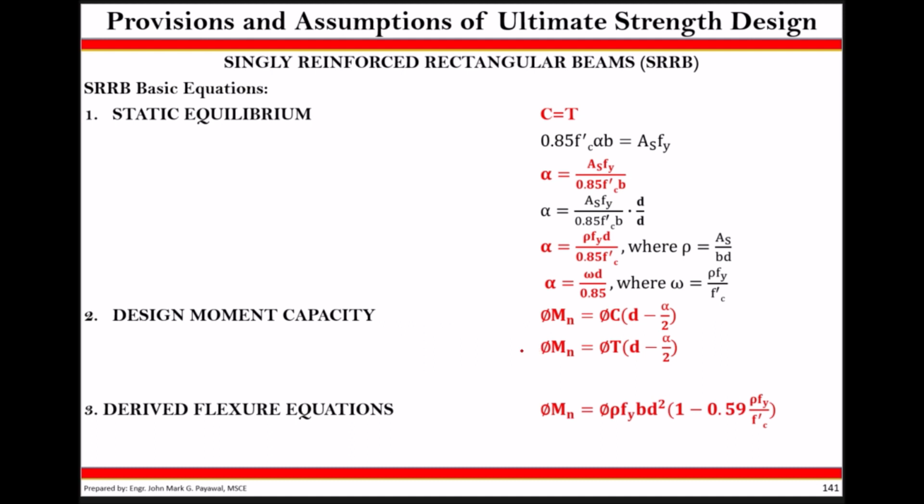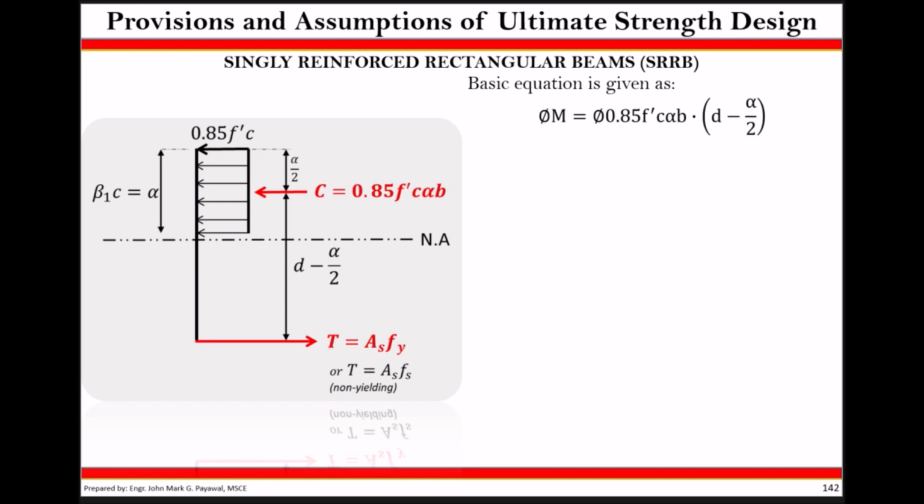For the derived equations, phi Mn is equal to phi times rho fy bd squared multiplied by 1 minus 0.59 rho fy over fc prime. phi Mn equal to phi omega fc prime bd squared times 1 minus 0.59 omega. So how did we come up with the derived equations? So kunin natin ulit yung ating illustration. To the basic equation from compression, Mn is equal to 0.85 times phi fc prime alpha b multiplied by d minus alpha over 2. We already computed for alpha from our C equals to T, di ba? Bigay ko lang kung bakit naging ganyan yung alpha para malaman mo na hindi mo kailangan mag-memorize.